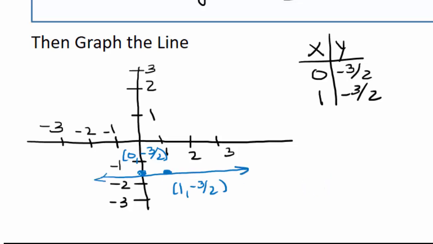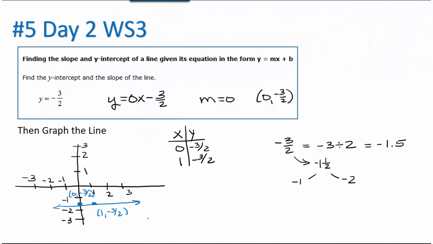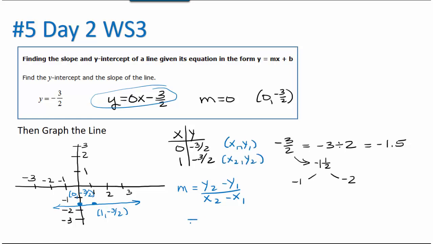Now sometimes people forget, what's the slope of a horizontal line? What you could do is just use the y2 minus y1, because when you have 2 points, you can use the formula for the slope between 2 points. So let's say this one is our x1, y1, and this one is our x2, y2. Plugging into the formula, y2 is negative 3/2 minus y1 is also negative 3/2 over x2 minus x1 would be 1 minus 0. So negative 3/2 plus 3/2 is 0 over 1. 0 divided by a number is 0.